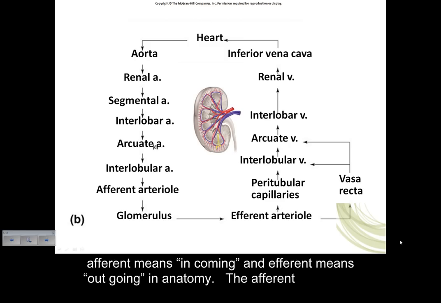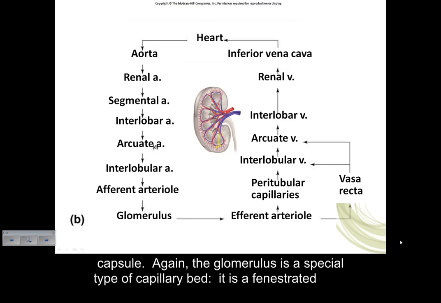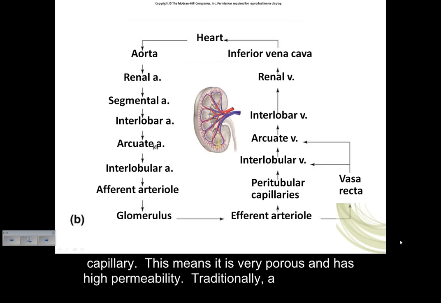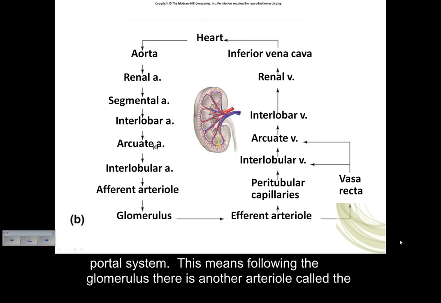Now I really need you to listen. Afferent means incoming, and efferent means outgoing in anatomy. The afferent arteriole is bringing blood into the glomerulus that is tucked inside Bowman's capsule. Again, the glomerulus is a special type of capillary bed. It is a fenestrated capillary. This means it is very porous and has high permeability.